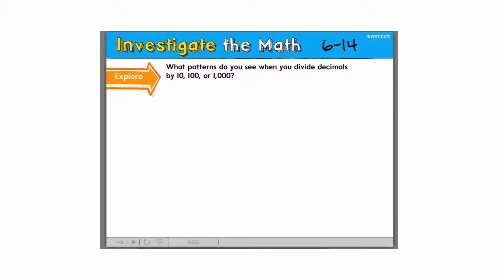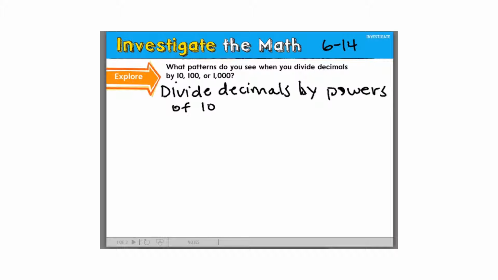Now in your notes, I need you to write: divide decimals by powers of 10. So the question at the top of the page is the patterns. What are the patterns that you see when you divide decimals by 10, 100, or 1000?